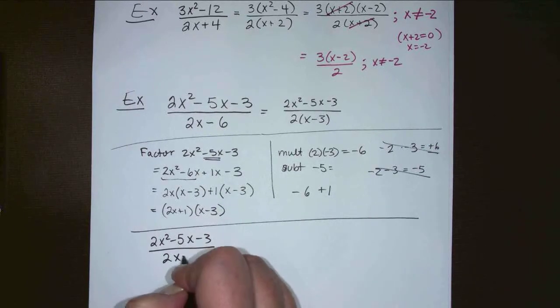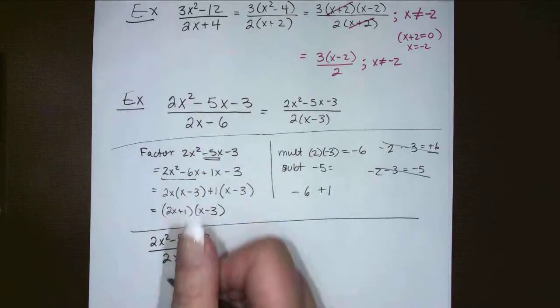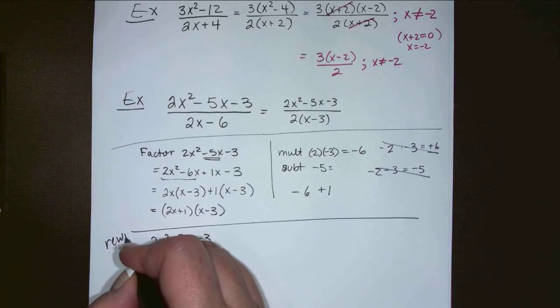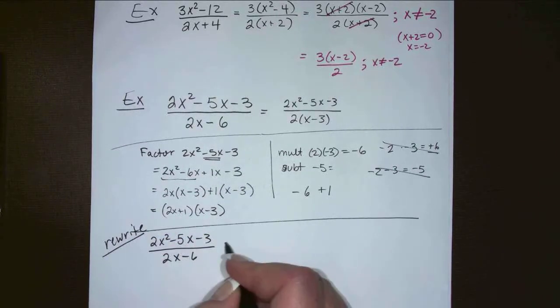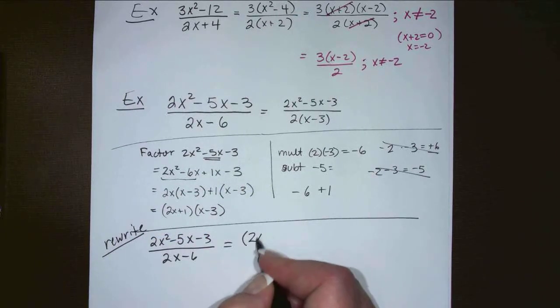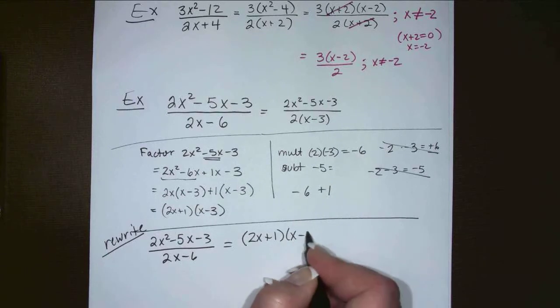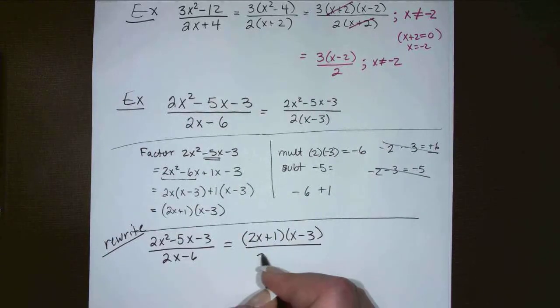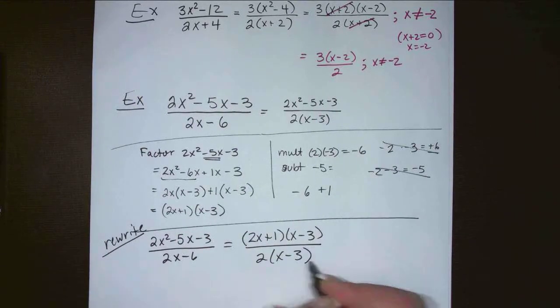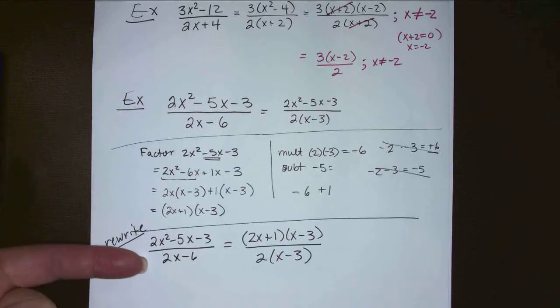Now I've got a whole bunch of stuff in the middle, so I'm actually going to rewrite the question. So the top factors as 2x plus 1 times x minus 3, and the bottom was 2 times x minus 3. So we factored the top, and I did it sort of off to the side, and then put it back in. Just make sure you rewrite the question. You're sort of starting over again.